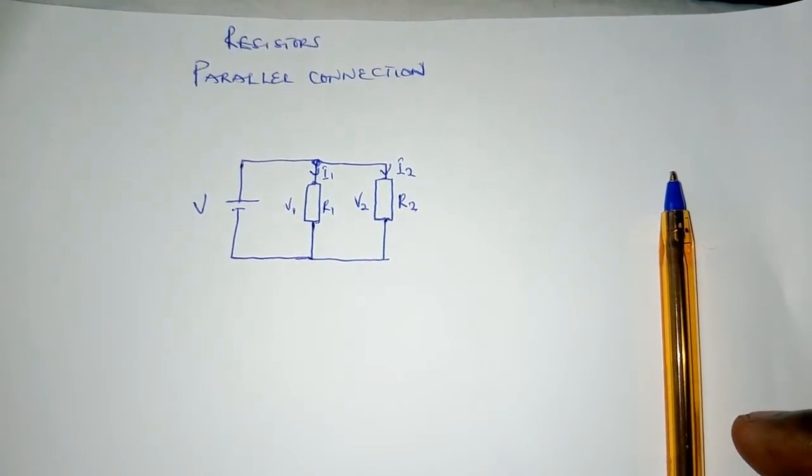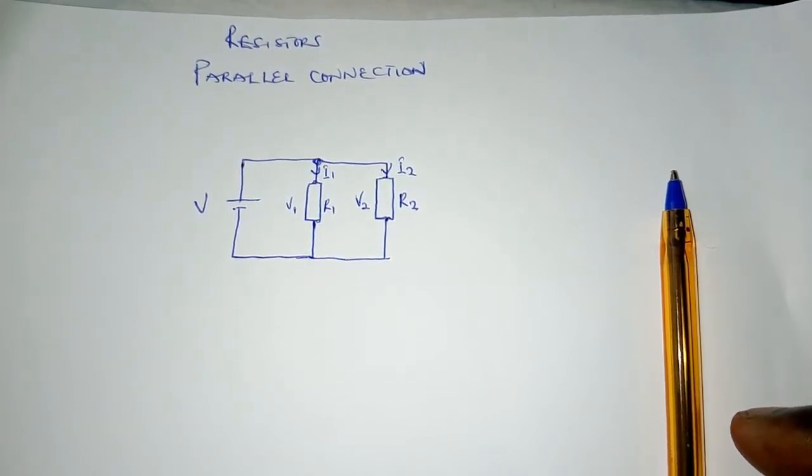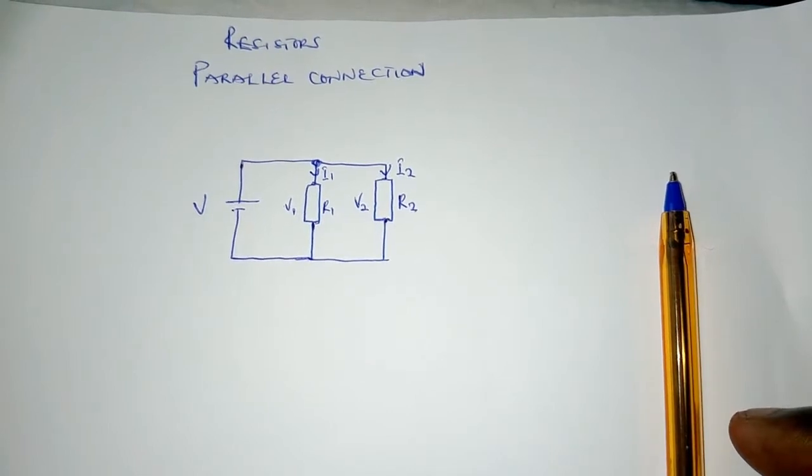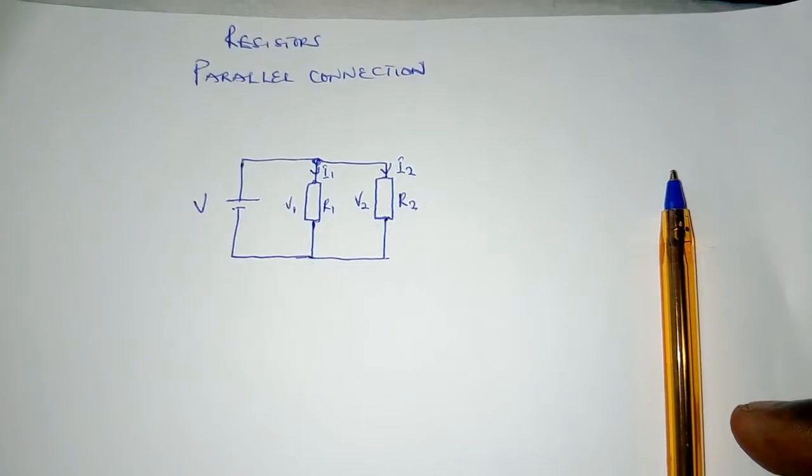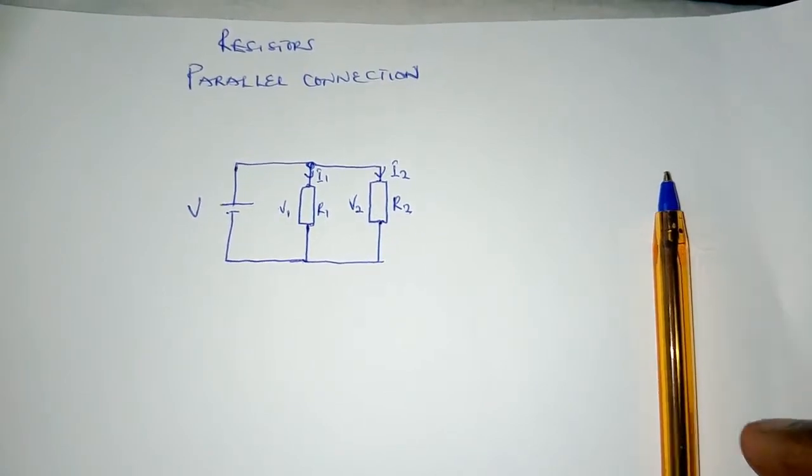Now we've already seen how we can connect resistors in series and how we can find the effective resistance of those resistors in series. Let's look at that for parallel connection.